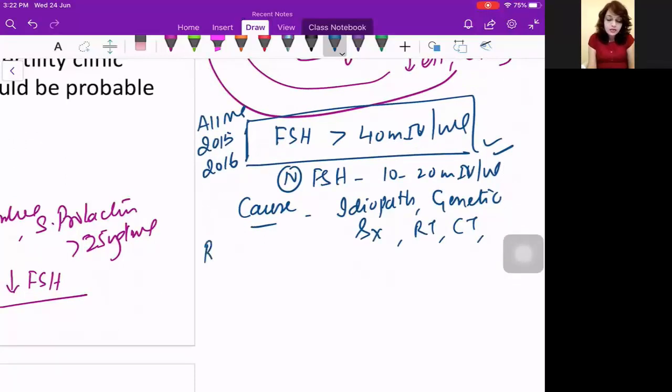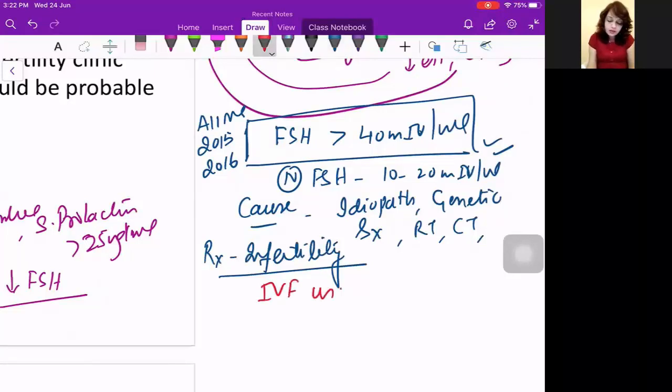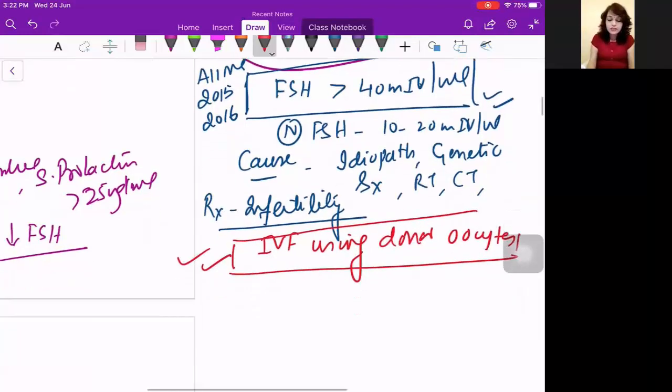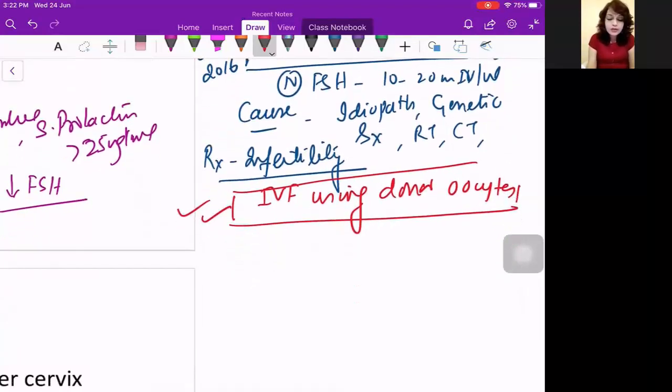Now, what is the treatment of infertility in case of premature ovarian failure? In a single line, it is IVF using donor oocytes. Remember this for further exams. This is very, very important. Now, what is to be done? Let me just mention in short.